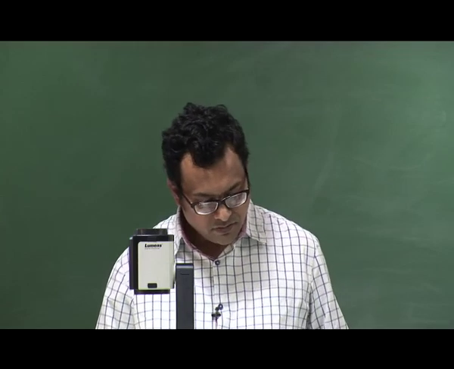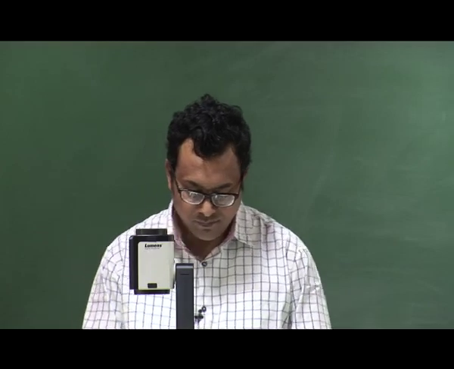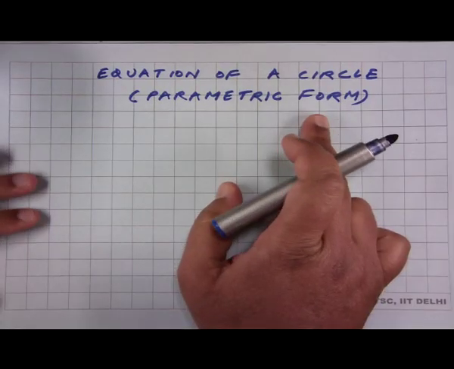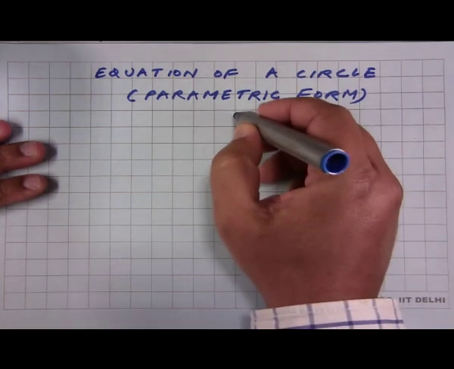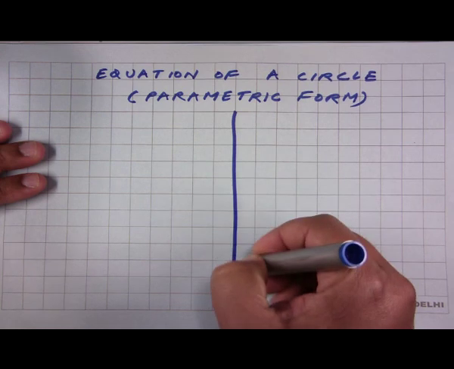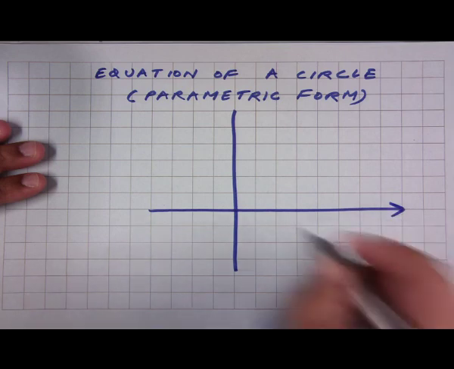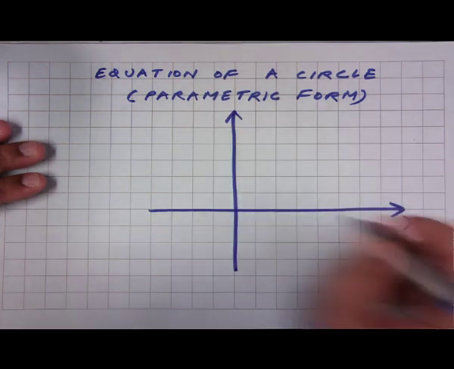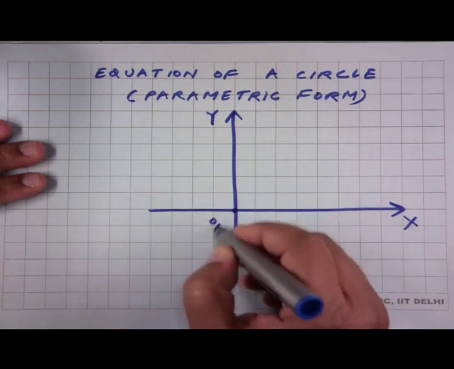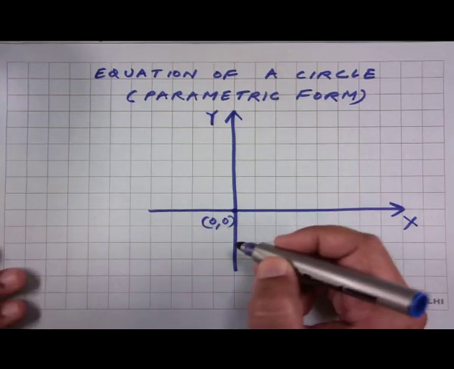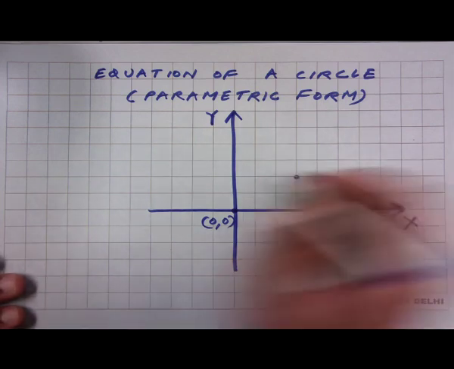But this is not the only way of specifying the equation of a circle. There are some other ways. One such way is known as the parametric form. What we have in the parametric form is that, let us again draw the coordinate axis. This of course is the origin.